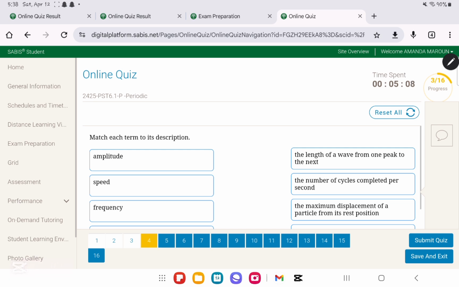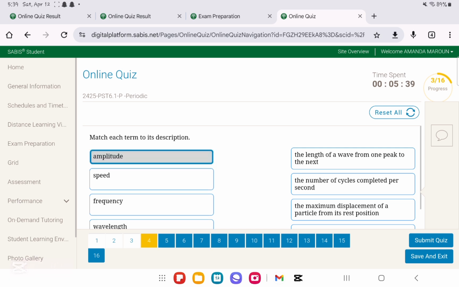In question number 4, they said match each term to its description. First of all, what you need to know is that frequency is the number of waves per second, speed is distance over time, wavelength is the distance from crest to crest, or trough to trough, or from starting point to ending point, and then amplitude is the maximum distance from the resting position, or from 0.